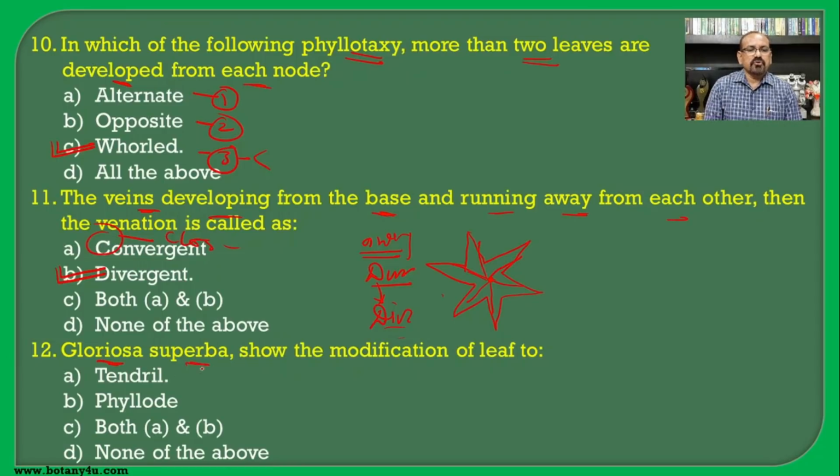Then Gloriosa superba shows the modification of leaf. If you see Gloriosa superba, which is monopodial, such a type of leaves are present in which the terminal part of the leaf is coiled, and such coiling of the leaf is responsible for the formation of the tendril, and hence it is the modification of the tendril.